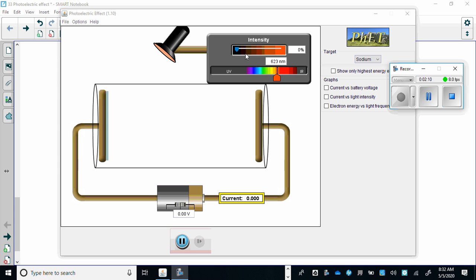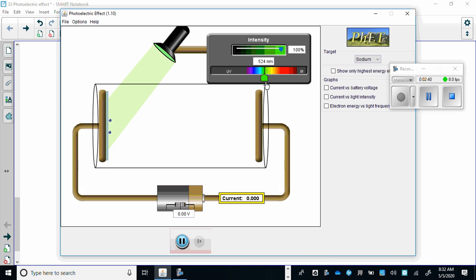So here we go. The intensity is 0. Let's increase the intensity to 100%. So we're shining, looks like kind of pinkish light right now on this metal. And what's happening? Absolutely nothing. That is so unimpressive and disappointing. However, why don't we change the color of that light? Let's make it more red. If we make it more red, we're increasing the wavelength, and therefore we're decreasing the frequency. Nothing happened. What if we go all the way to infrared? Nothing's happened.